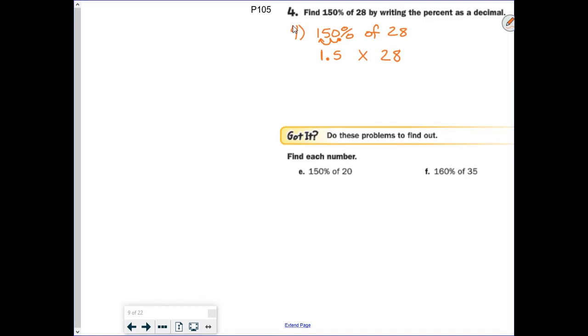Now, I am permitting you to use calculators to do these problems, so I can pull out my calculator and do 1.5 times 28. And what you should end up with is 42. So we can say 150% of 28 is equal to 42. And again, notice with the percent being greater than 100%, the answer that I got, 42, is bigger than the number I started with, 28. So whenever you multiply a percent of greater than 100 times a number, the answer you get will be bigger than the number you started with.